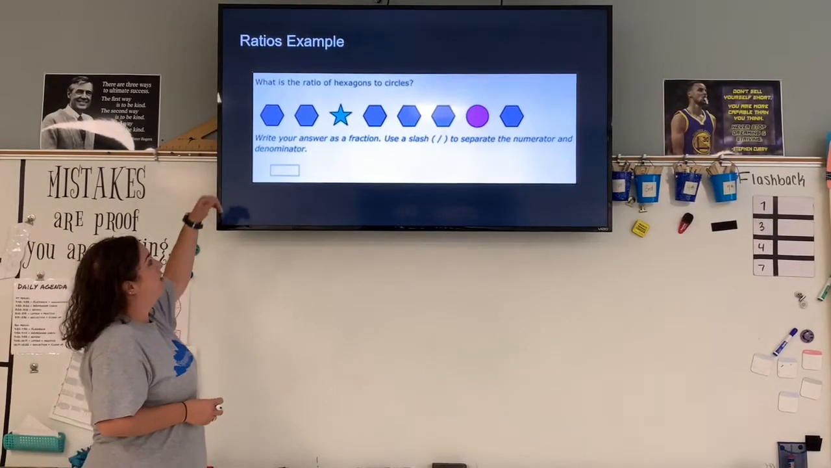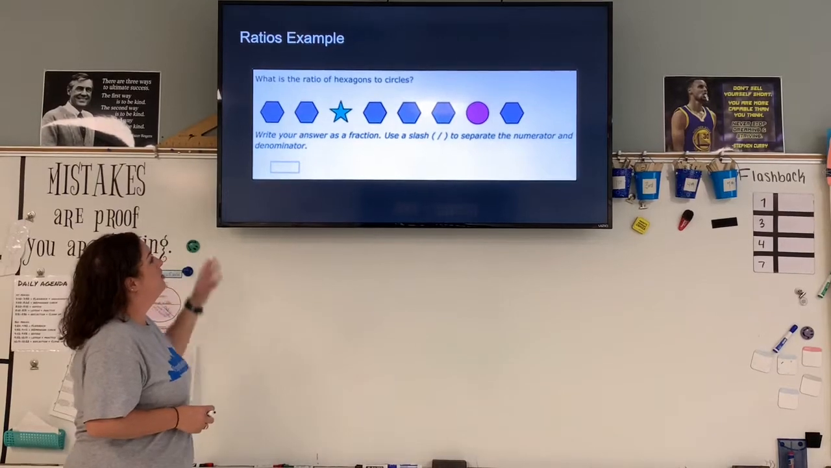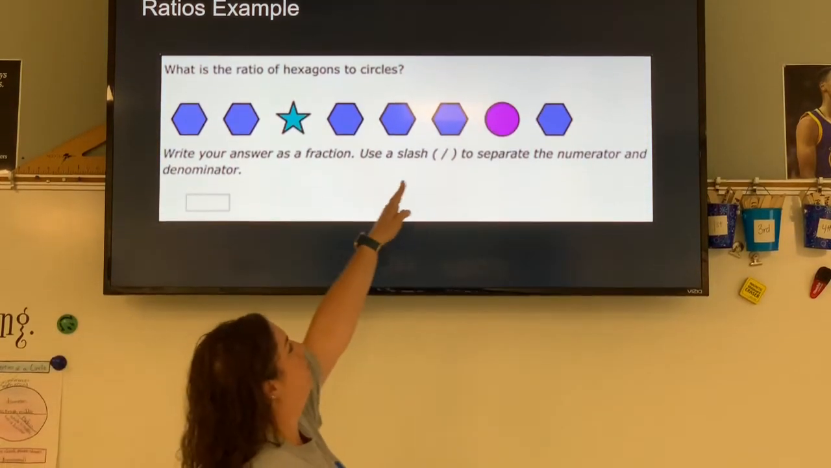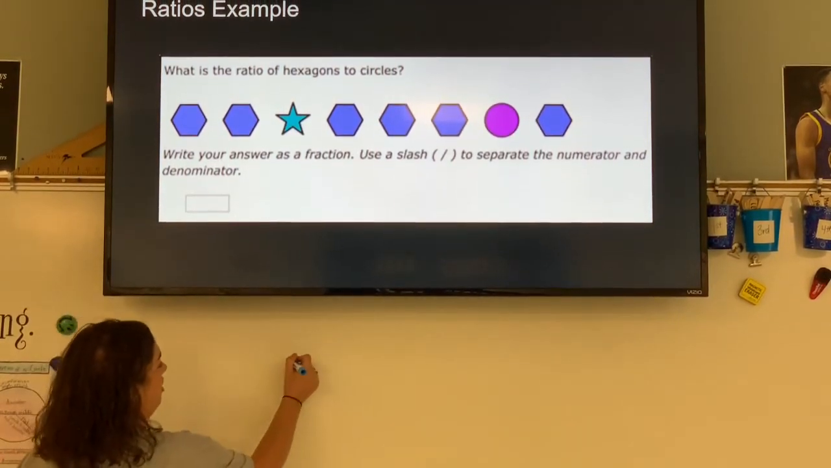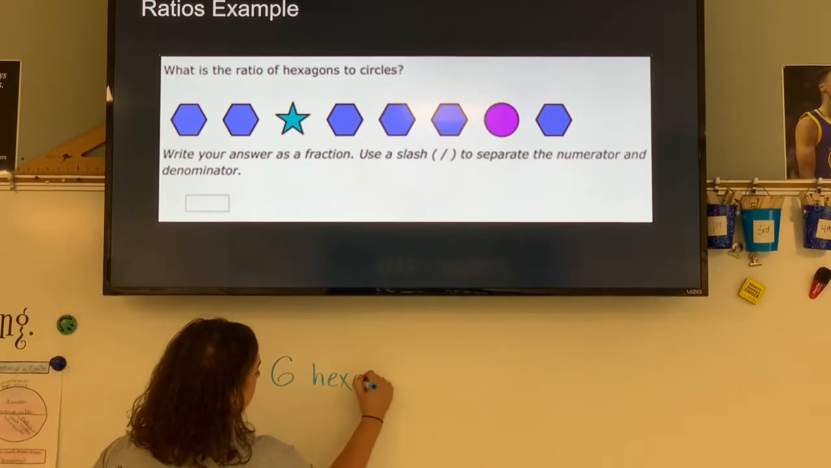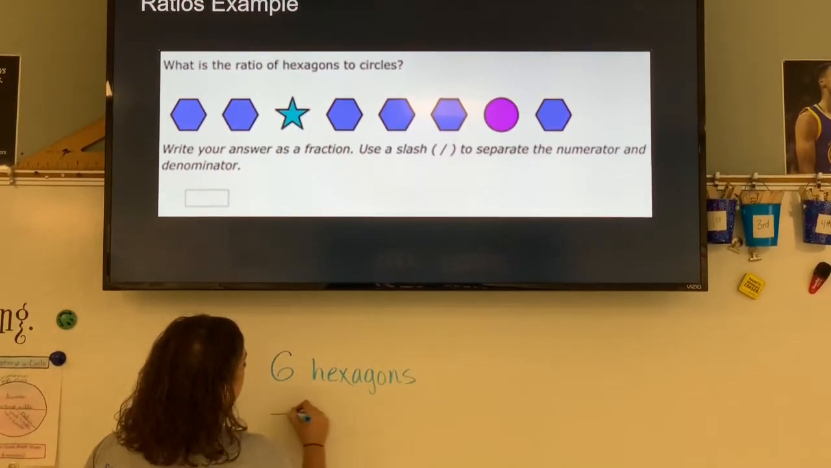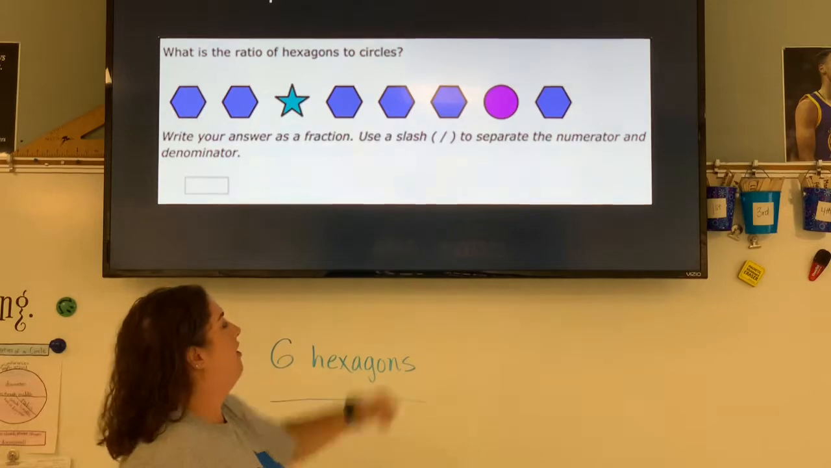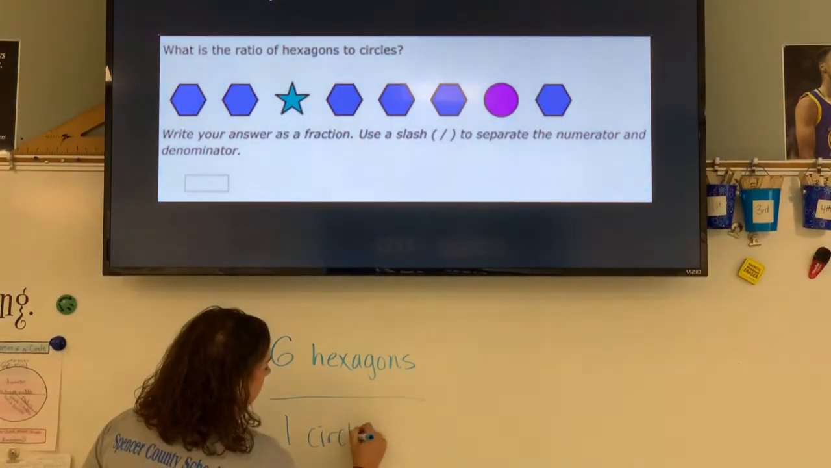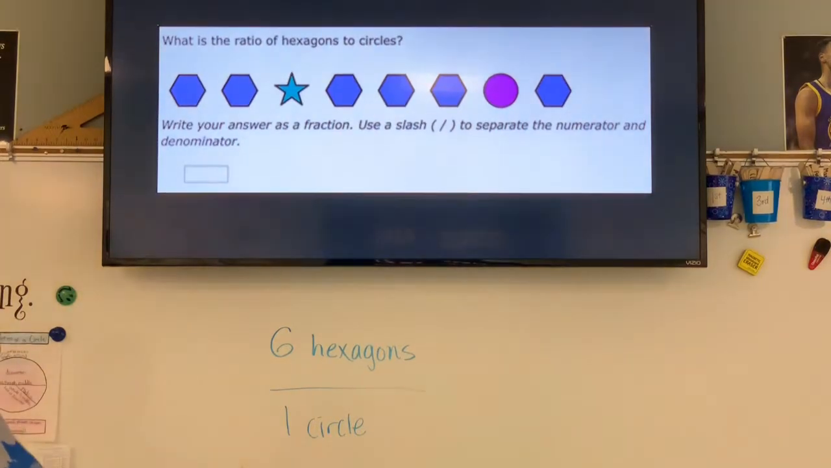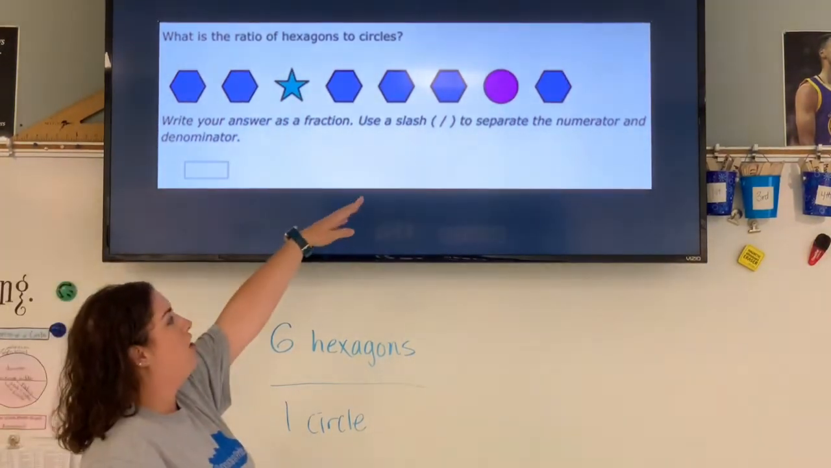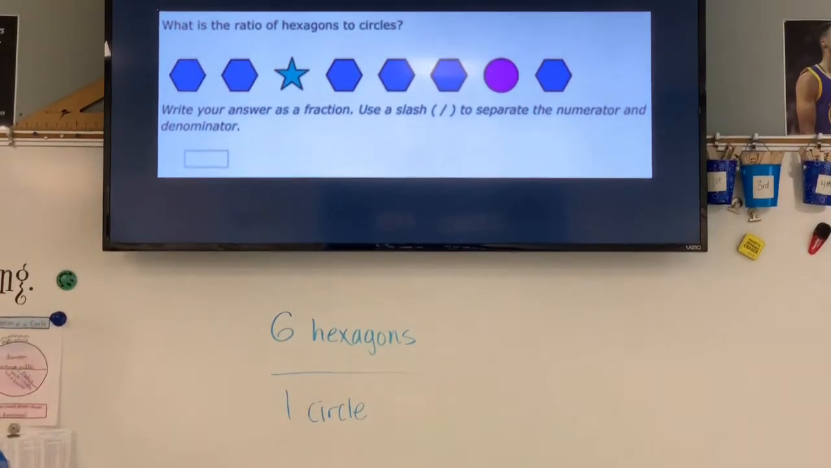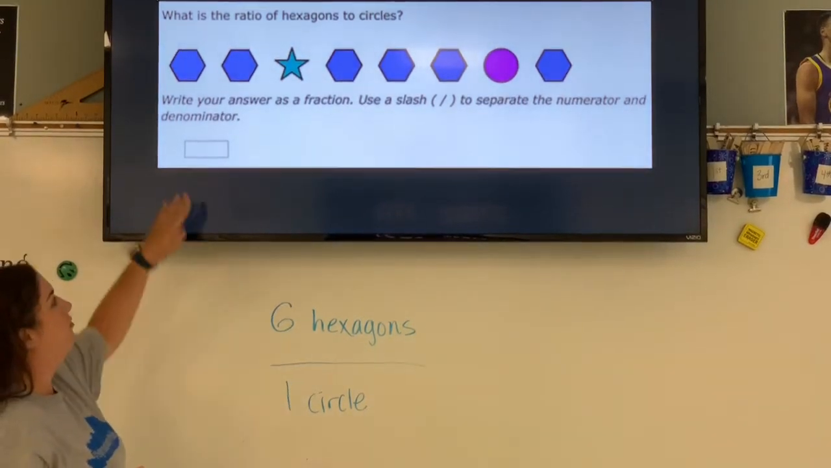The first one is, what is the ratio of hexagons to circles? If you look up here, they've got our shapes. If you count how many hexagons there are, there's 1, 2, 3, 4, 5, 6. So on the top of the fraction, you'll have 6 hexagons, and that would be your numerator. Then it asks for circles, and we see that we only have 1 circle right there. So we would have 6 to 1 is what the ratio would be. If you're putting it in on the computer, you can use the slash button to show your numerator and denominator. So 6 to 1 would be your answer for the question.